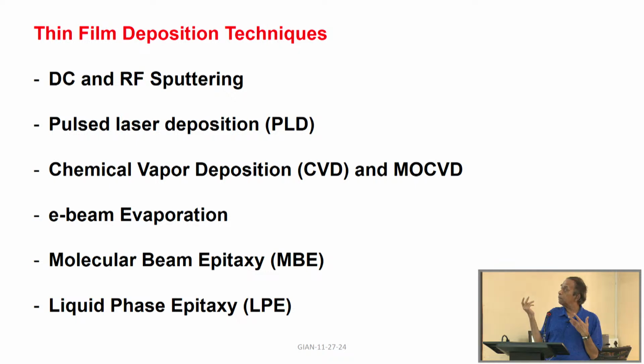That is how RF sputtering works. In the case of DC sputtering, you use a DC voltage to create the plasma. Now, in pulsed laser deposition, there is a high energy laser hitting the target, and that will break loose the material for which you want to make the film.